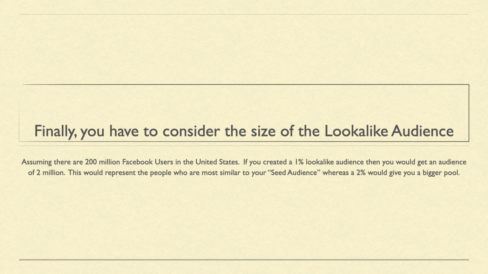Now, those would represent the people who are the most similar to your seed audience that you gave Facebook, whereas a 2% audience would be not quite as targeted, but it would give you a bigger pool of people. It would give you 4 million people. So just something to consider. Generally, I would start with a 1 to 2, and once your campaigns are dialed in, you can usually expand up a little bit. But hopefully that was helpful, guys.